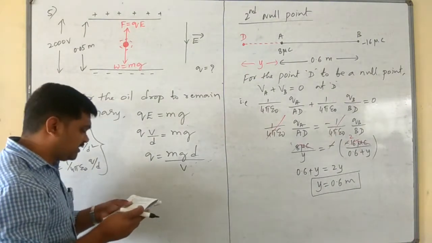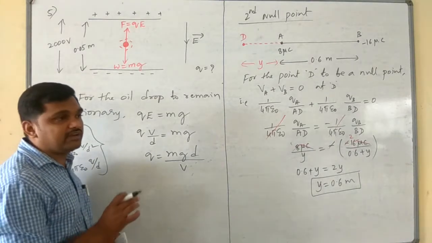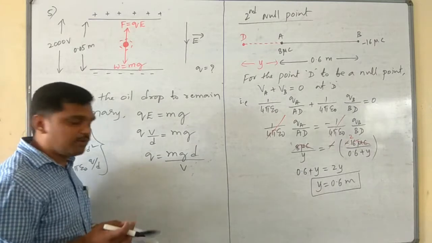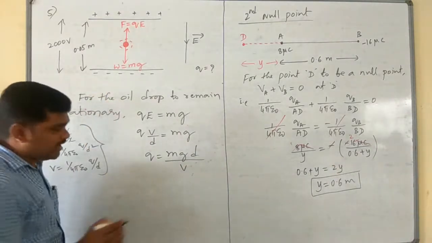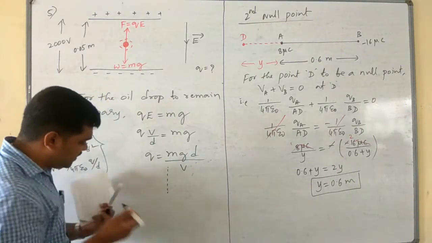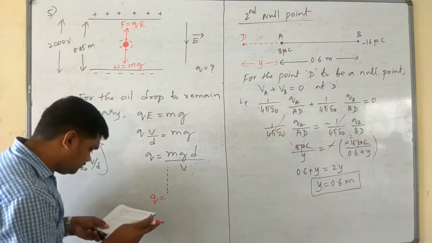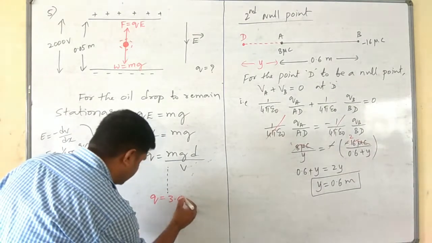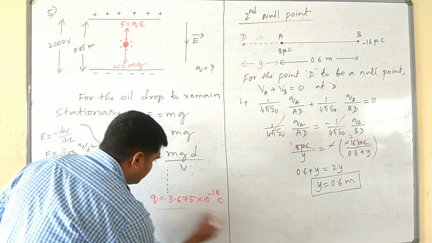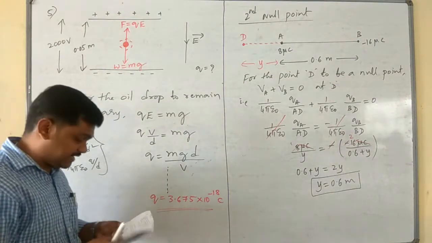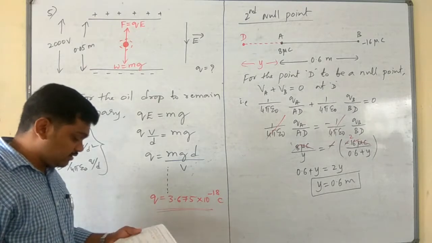Okay. Mass is given. How much? 1.5 into 10 power minus 14 kg it seems. Acceleration due to gravity, you can take either 9.8 or 10, no problem. D is given, 0.05 meter, and V is also given. Okay. So substitute and simplify it. Finally, you will get Q is equal to 3.675 into 10 power minus 18 coulomb. Okay, so this much you should get. Q is equal to 3.675 into 10 power minus 18 coulomb.